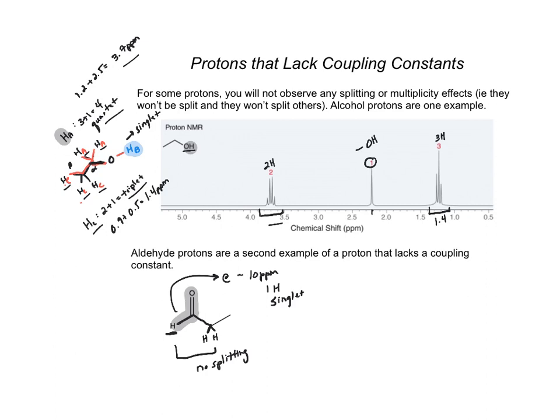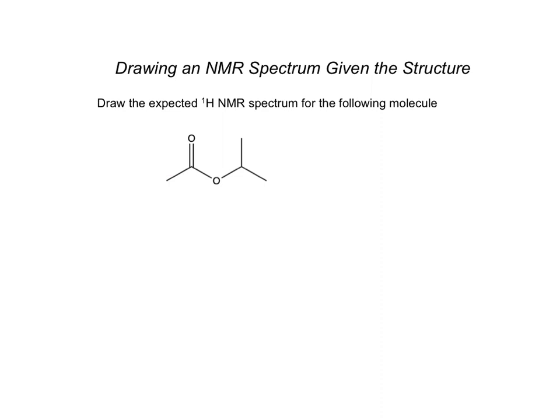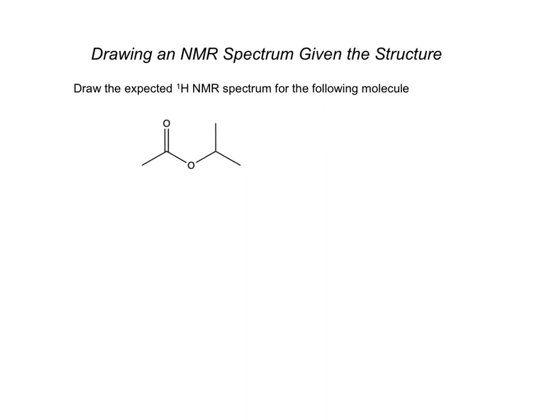Okay, so just note that alcohol and aldehyde protons are not going to actually split your signals. Okay, so now what's next? Well, we're going to put together everything that we've learned to draw the expected H1 NMR spectrum for a couple of different molecules. And then we're going to flip that around, and given a spectrum, we're going to draw the molecule, okay?